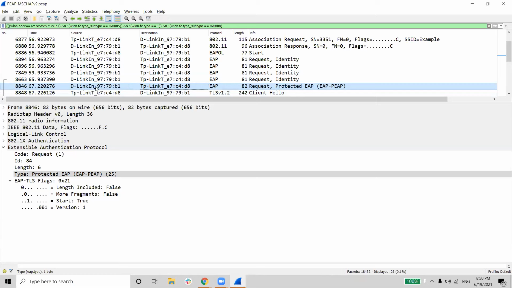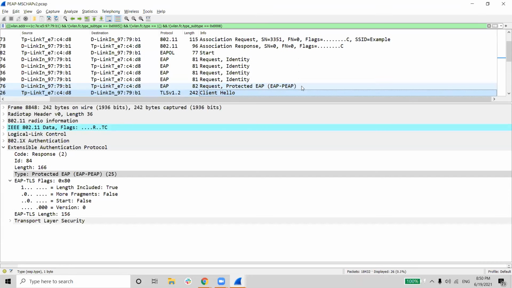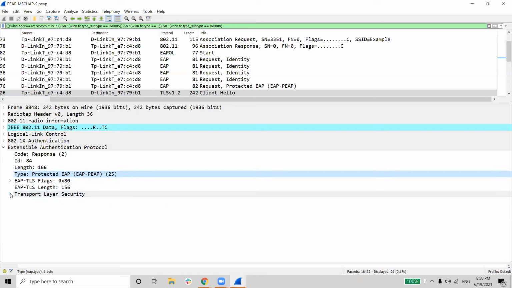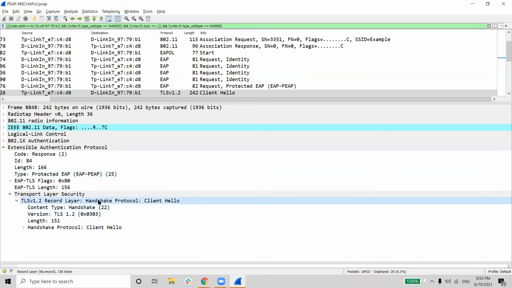Now, what you are seeing here is the access point is actually asking us to start PEAP. So it is a request to start protected EAP or EAP PEAP. And after this, you will actually see the first client hello that is coming from the client. You will observe that we have an EAP packet here. Inside the EAP packet, you have the EAP TLS flag set, right? So the EAP TLS flag is this here, where start is set to false, right? So it is not EAP TLS that we are using. We are using PEAP. So this is the client hello.